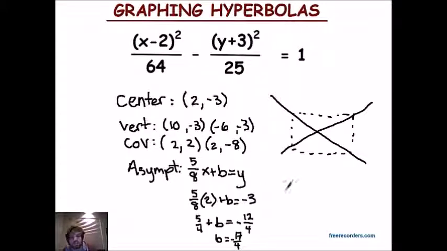Okay, so we found here that y equals 5/8 x minus 17/4. That actually gives me the equation of that asymptote. To find the other one, all you would need to do is repeat this process, but our slope is now negative 5/8.